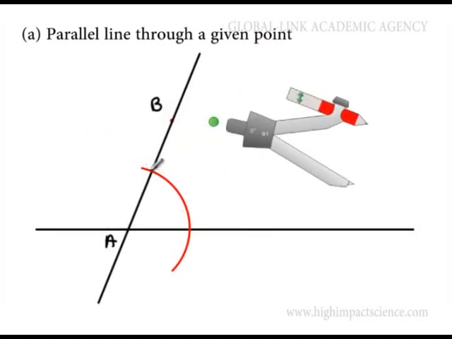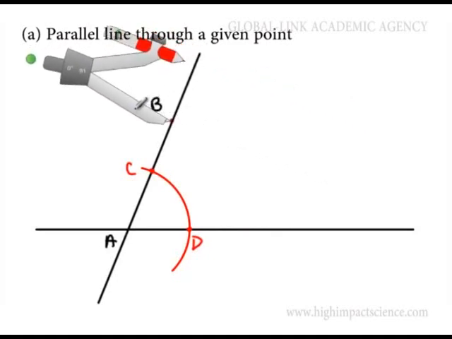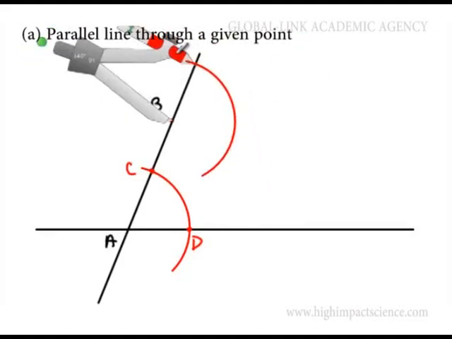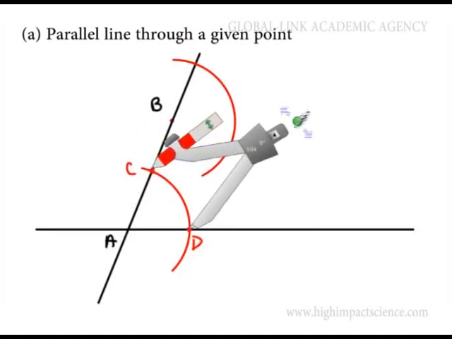You can label these intersection points C and D. Without changing the compass radius, place it at B and again make an arc. Now the next step is important. You take the compass and measure the length CD. Please note we are measuring the straight distance CD.